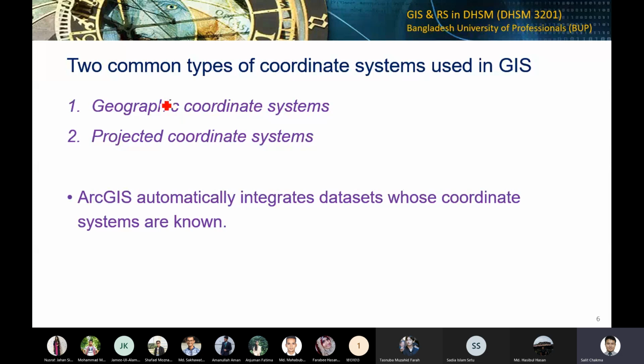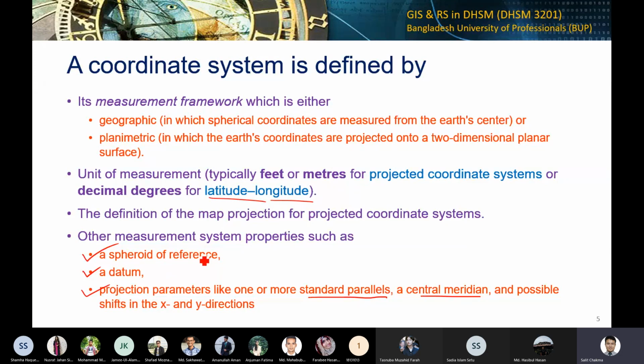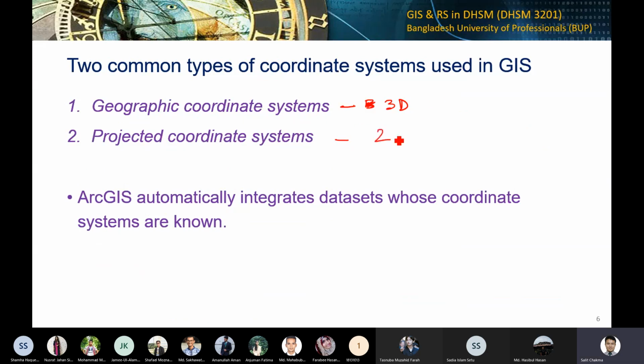So the coordinate system is basically of two types. One is the geographic coordinate system and the other is the projected coordinate system. So the geographic coordinate system thinks that the Earth is three-dimensional, and the projected coordinate system is essentially based on the geographic coordinate system. I mean, it will always be using the datum, the spheroid, etc., of the geographic system, but instead of having these parallels and central meridians, it will be having these X and Y coordinates. Okay, so thus this is two-dimensional.